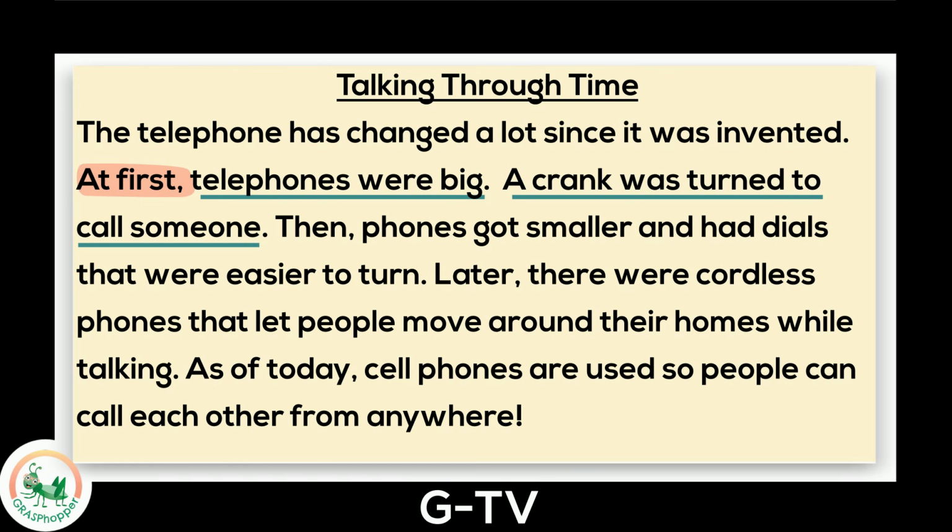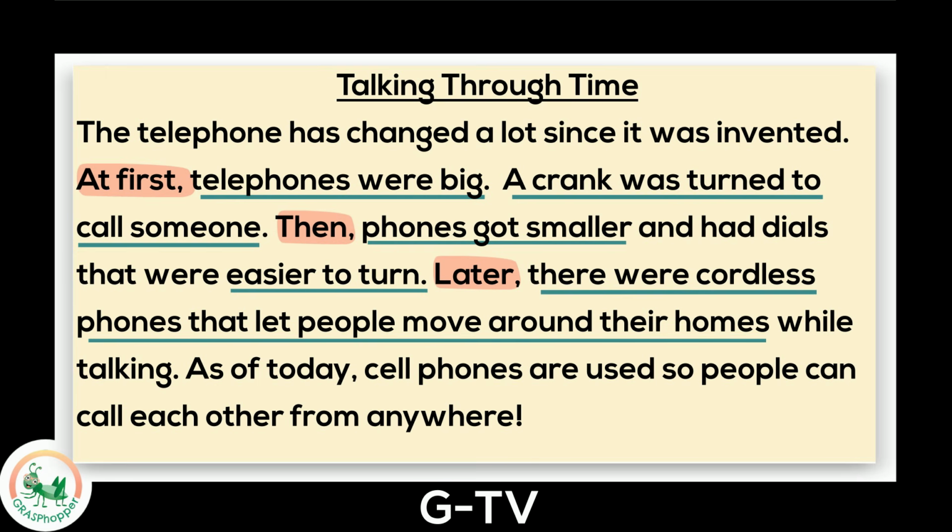Here's another transition word, then. This goes with information about a new model of phone that was smaller and easier to turn. Later is also a transition word. It tells about the next type of phone that let people move around their homes. As of today is the last transition word. It goes with information about the phones that we use now. Highlighting transition words and underlining the connecting information lets us see that the overall text structure is sequencing. It tells us about the changes in phones over time.